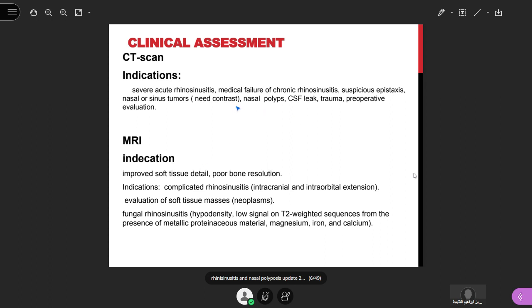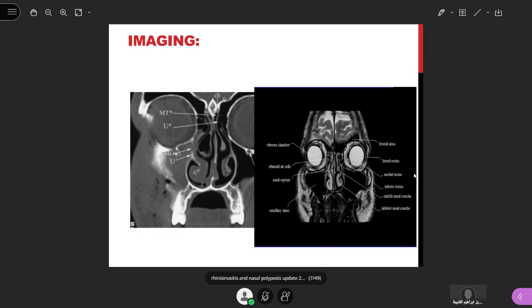CT scan indication, again, is the same indication. MRI indication is also the same. This is again the sagittal and the coronal cut. This is the inferior turbinate, this is the middle turbinate, and this is the septum. You can see the osteomeatal complex is completely obstructed with complete opacification of the maxillary sinus and extending to the anterior ethmoid. This is the MRI.